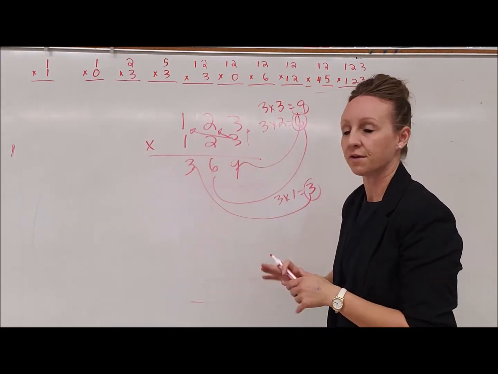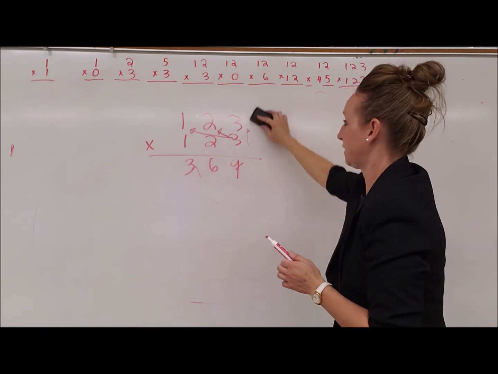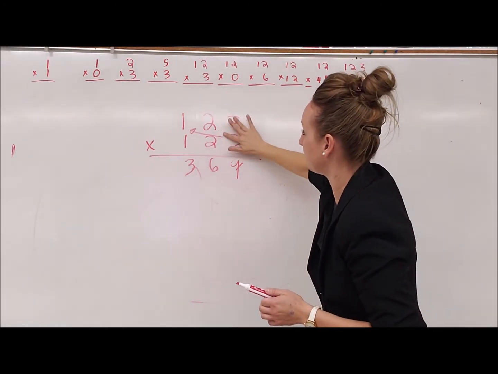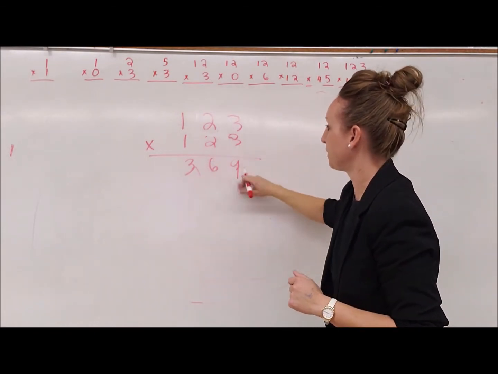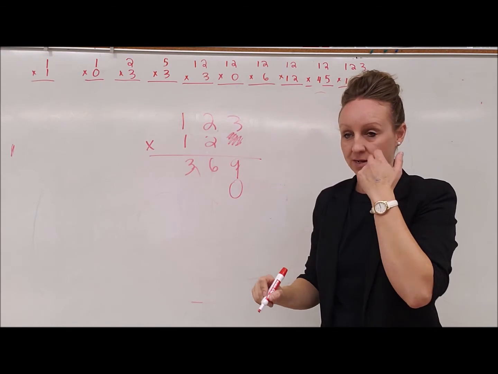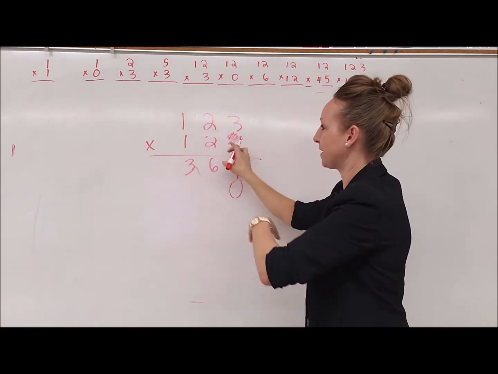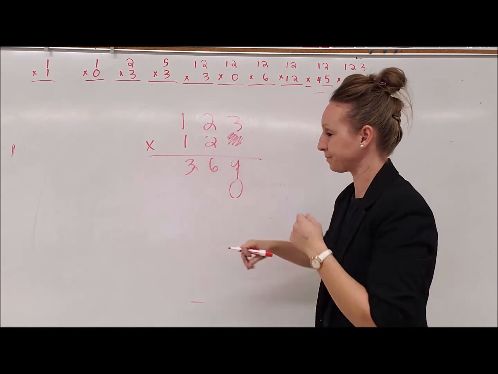Before I cross it off though, I'm going to erase all of my lines because this is chaos and I don't want to be super confused. So I'm still left now with my 1, 2, 3 times 1, 2, 3. I'm finished with my 3. I add a 0. We add a 0 simply to push our number over because now instead of moving with this number, I'm dealing with this number. So I'm adding a 0.